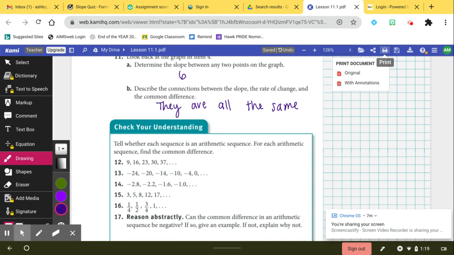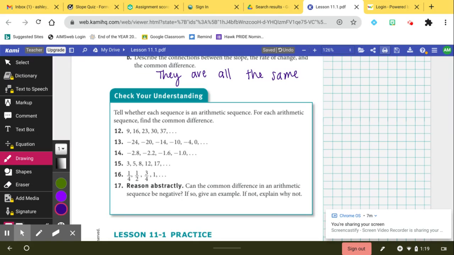So it says, tell whether each sequence is an arithmetic sequence. For each arithmetic sequence, find the common difference. If you want to pause the video here and see if you can do it on your own, that would be awesome. If not, just follow along with me. So the first one I have is 9, 16, 23, 30, 37. Between each new term, we're going up by 7. So yes, this is arithmetic. And the common difference, let's go CD, is 7.